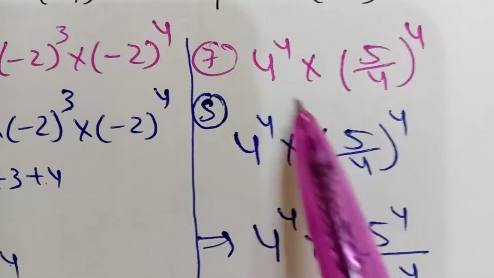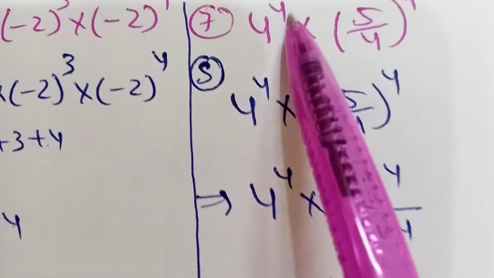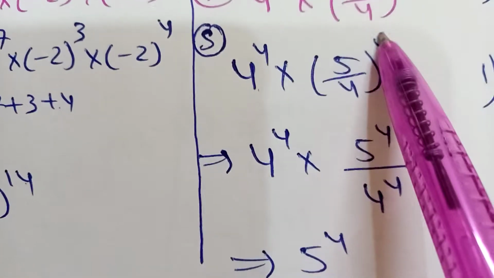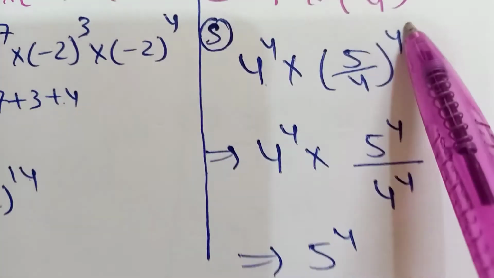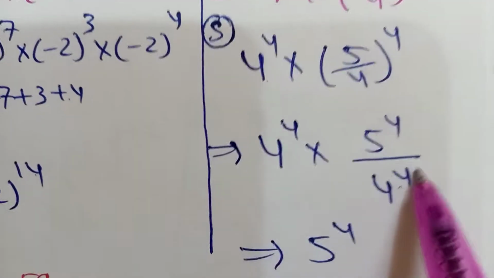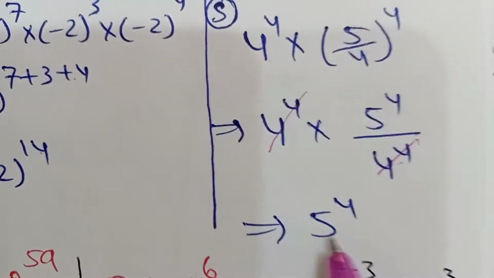Next question. 4^4 into (5/4)^4. 4^4 as it is. Now bring power to that. 5^4 by 4^4. So this 4^4 and this 4^4 cancel. 5^4 is the answer.